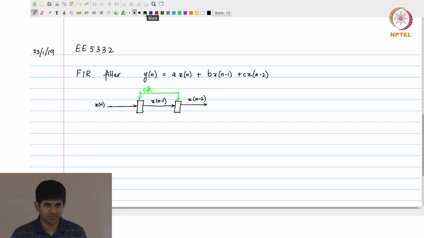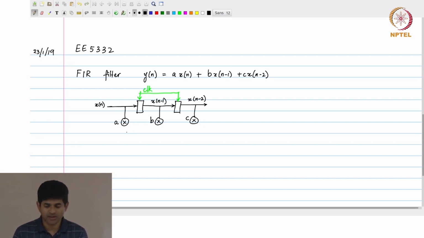I've got x of n coming in from somewhere, and from that I'm deriving x of n minus 1 and x of n minus 2. What do I need to do with all of these values? Multiply by the corresponding coefficients, okay? Alright, so let's see how we'll do that. I'm just going to draw it as a block that says A over here, another block that says B, and a third block that says C, right? So what I mean by this is that x over there indicates that it's a multiplier, and the value next to it, A, B or C, indicates the coefficient that's being used to multiply.